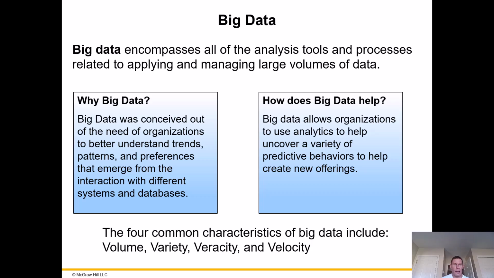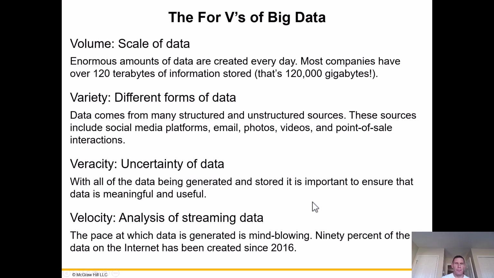So how does big data help? Big data allows organizations to use analytics to help uncover a variety of predictive behaviors to help create new offerings. The four common characteristics of big data, and we're going to talk about each of these in more detail in a second, include number one, volume, number two, variety, number three, veracity, and number four, velocity. So the four V's of big data.